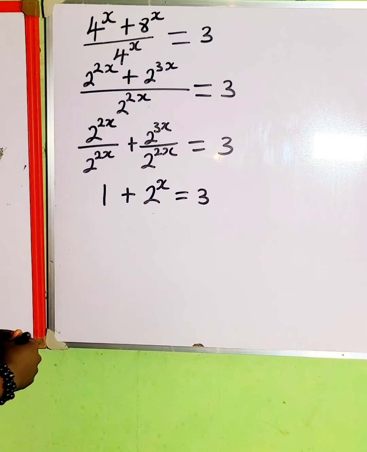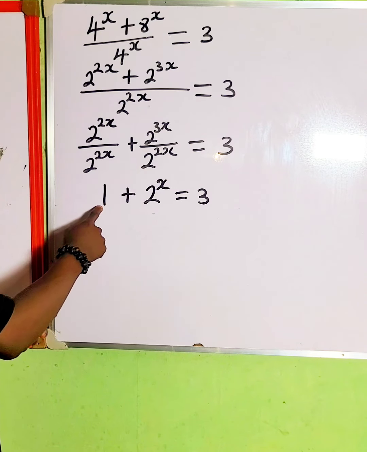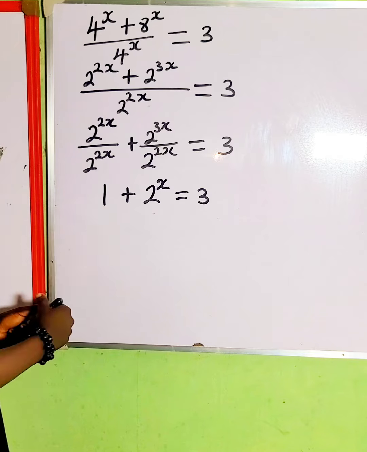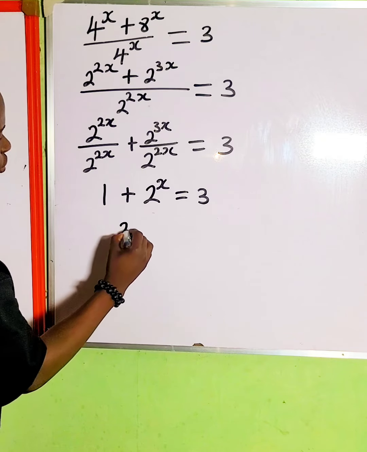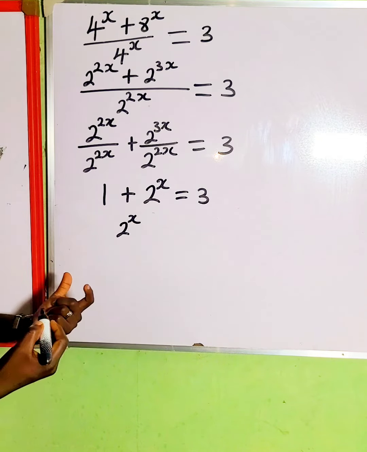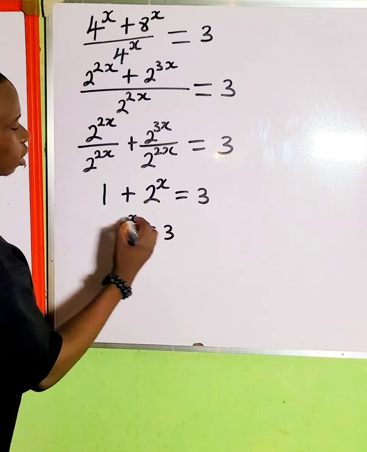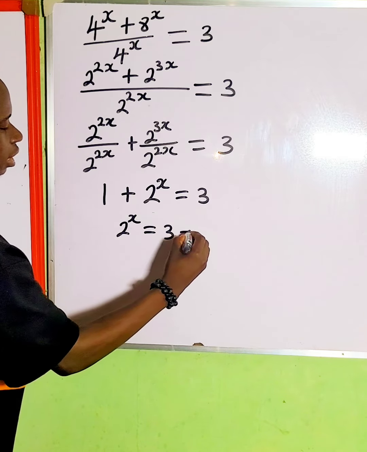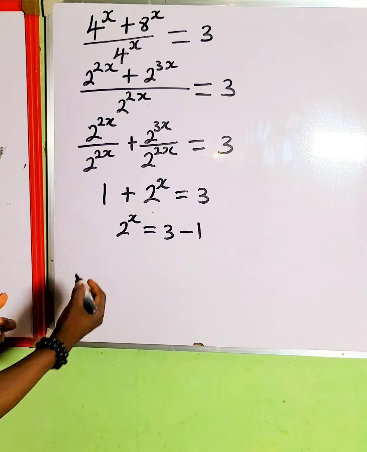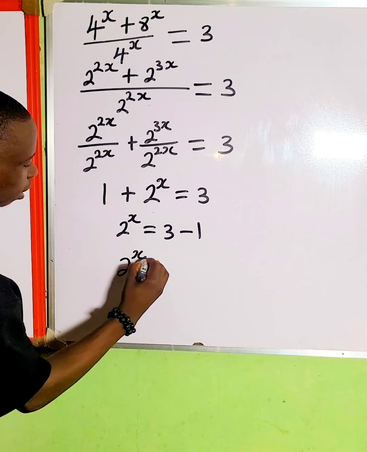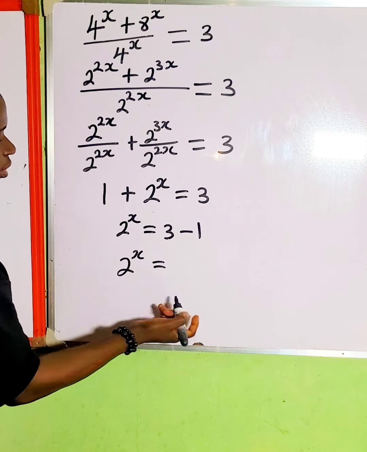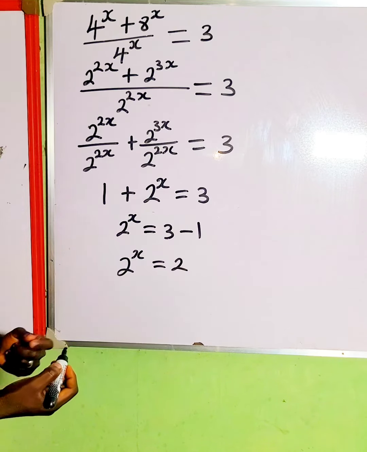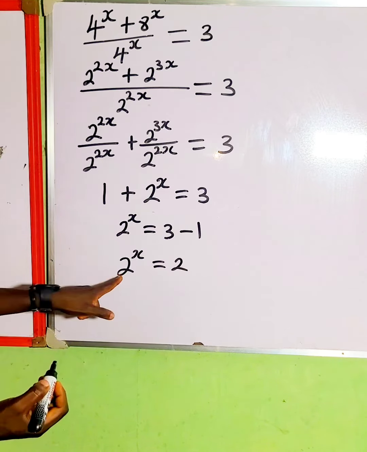Now the next thing we're going to do is to subtract this 1 from both sides. So we are going to be left with only 2 raised to the power of x on the left hand side, which is equal to 3. And when this 1 goes to the other side, it's going to be minus 1. So we're going to have 2 raised to the power of x is equal to 3 minus 1, which is going to give us 2.